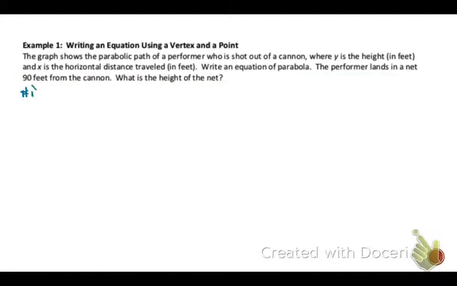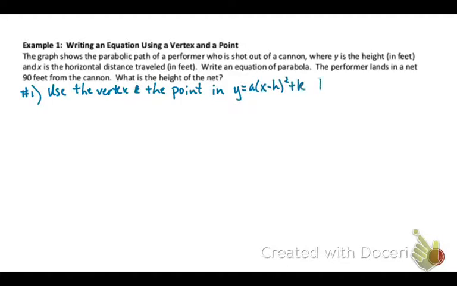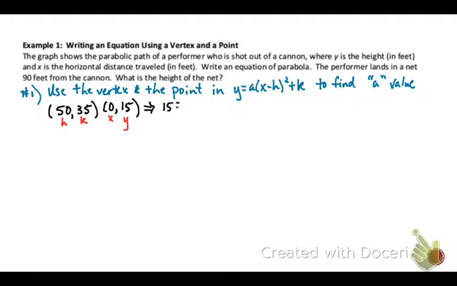So let's start with that. What we're going to do is use the vertex and the point that we're given and plug those values into vertex form of a quadratic equation, because the one thing that we don't know for this particular situation is the a value. So we'll plug in h and k and an x and y value to find the a value. So (50, 35) is the vertex, so that's h and k, and I like to label them. (0, 15) is just another point on the parabola, and that we can plug in for x and y.